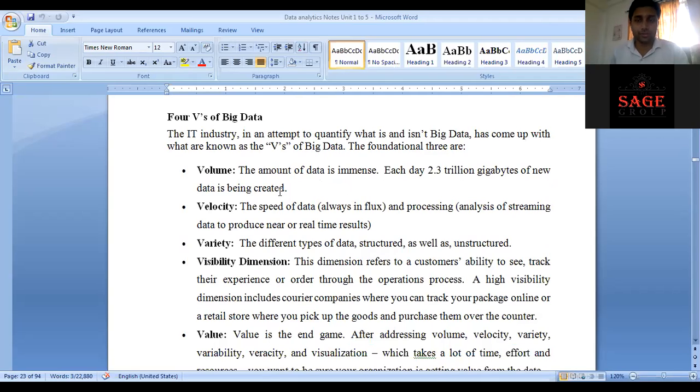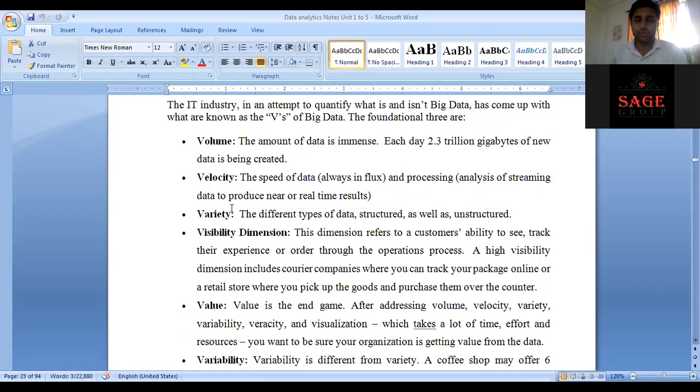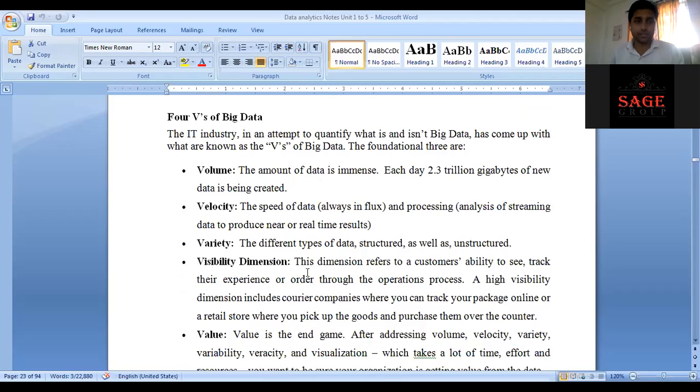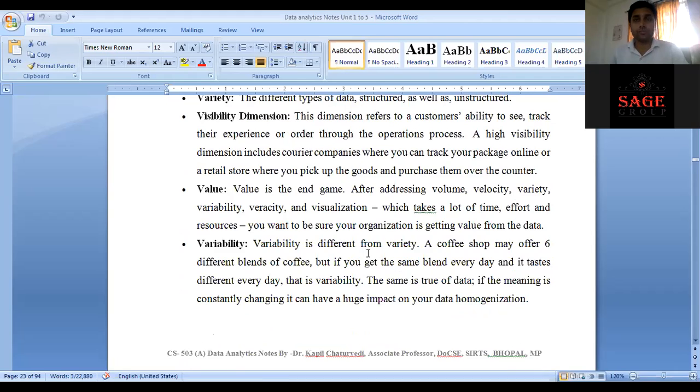But in case of big data, some fundamental things are very important and essential, like volume, velocity, variety, visibility, value, and variability. These are all very important in any kind of big data. Volume means the size. Velocity means how much time will be required to analyze a particular kind of data. Variety means different kinds. Visibility of dimensions means how many dimensions the data contains. Value means how important our data is. And variability means how many kinds of results may be possible from that big data.